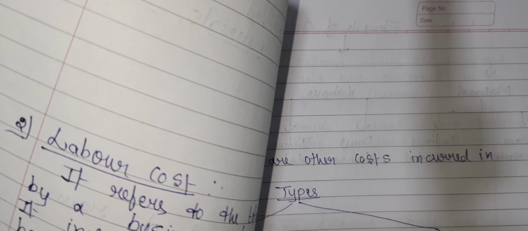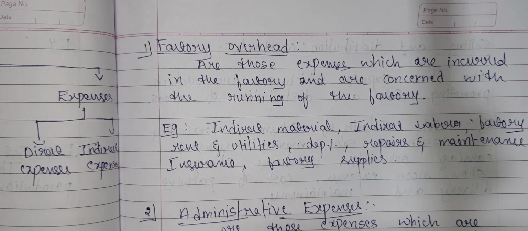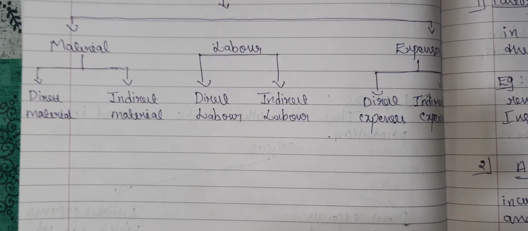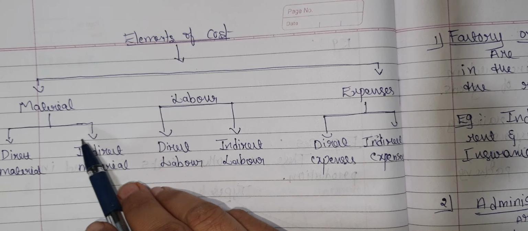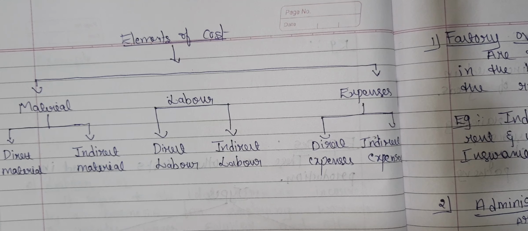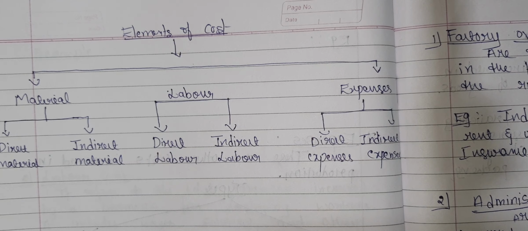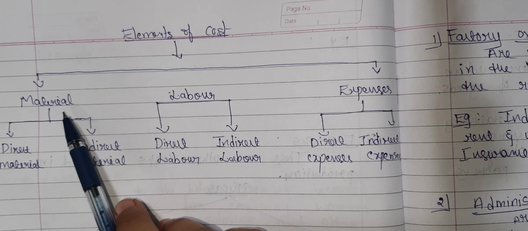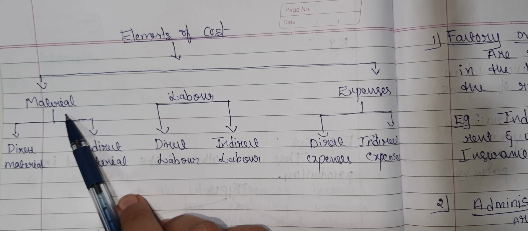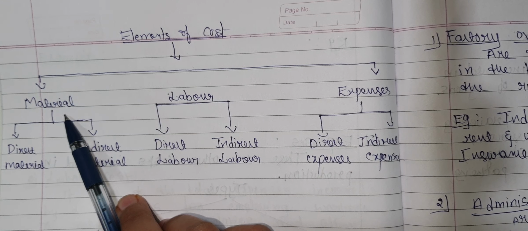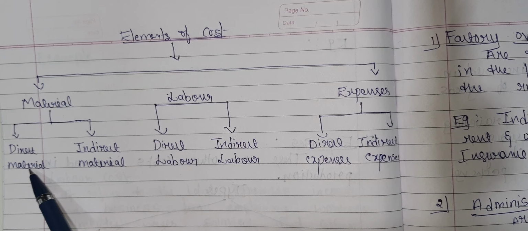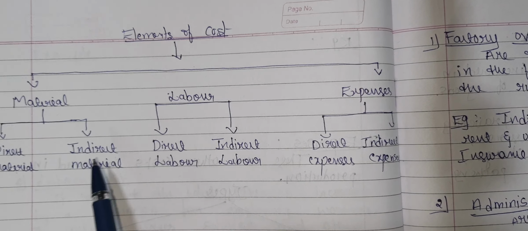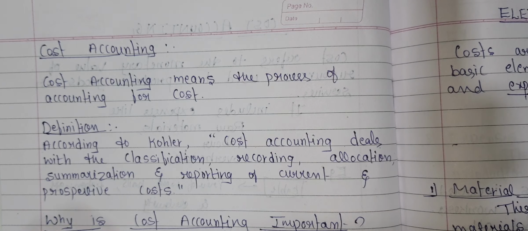Okay, see here. The elements of cost are broadly classified into three categories: material, labor and expenses. Now let's see one by one. First one is material. In material, they are broadly classified into two types: direct material and indirect material.